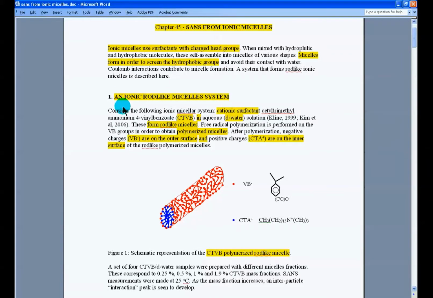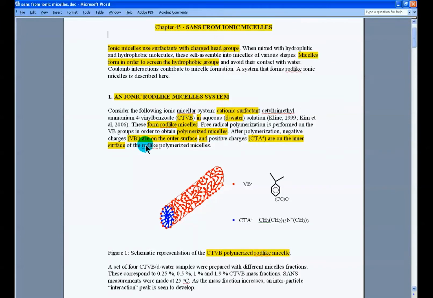Let's introduce an ionic rod-like micelle system. It uses the cationic surfactant cetyl trimethyl ammonium vinyl benzoate, CTVB, in water, in this case deuterated water for contrast. It forms rod-like micelles. Actually, free radical polymerization is performed on the VB groups in order to obtain polymerized micelles.